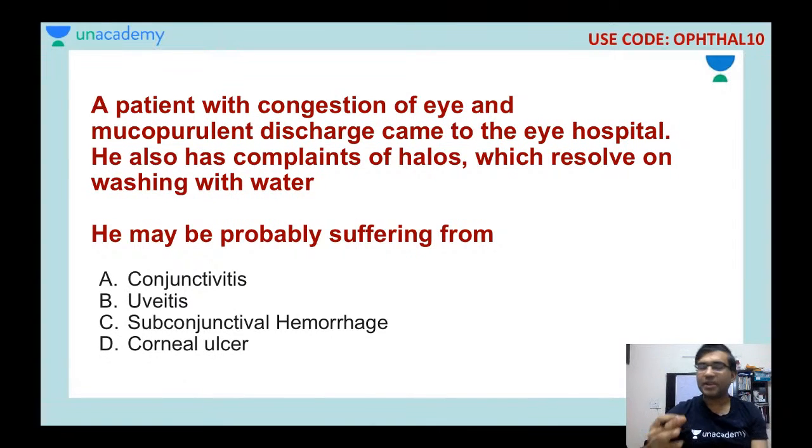So here also the patient has come with the congestion, the redness of the eye. Patient has come with the acute red eye. He is having a mucopurulent discharge, mucoid as well as purulent discharge. He says that he is having halos. Halos come meaning that when he looks to the light, there is breaking down of the colors into the 7 parts. Okay, and when he cleans the eye with clean water, then these halos basically disappear.